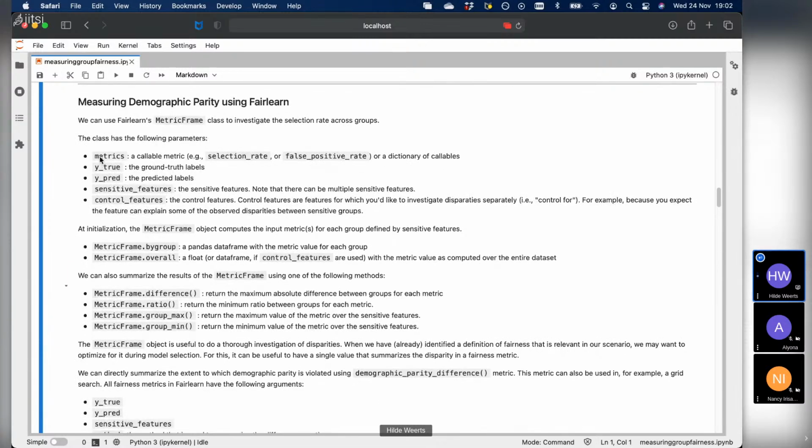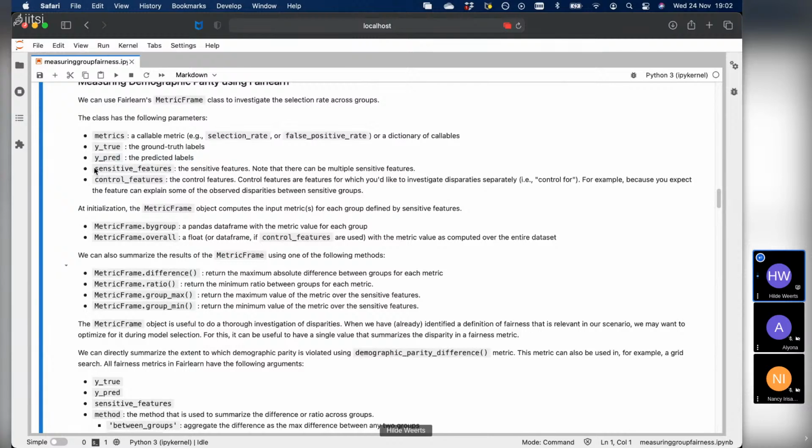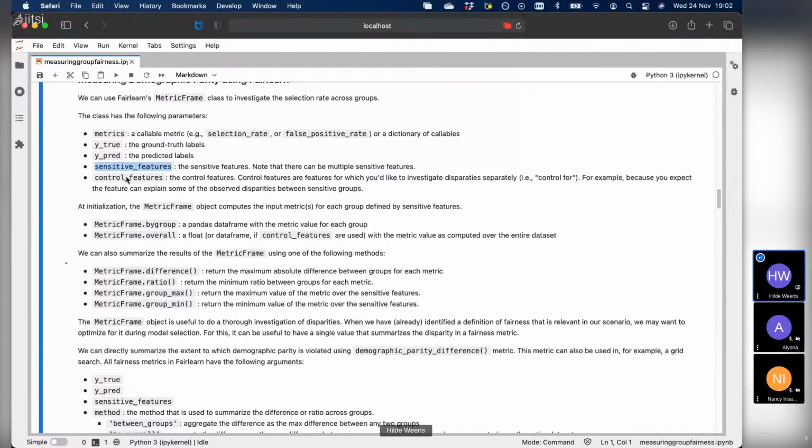We have the following parameters. First of all, we have the metrics. This is some callable metric, and you can use any scikit-learn metric here. We also have some metrics that are defined in Fairlearn. We have y_true, so these are the ground truth labels. y_pred, these are the predicted labels, so the labels predicted by the algorithm. We have sensitive features, so this is a column of your data set that includes the sensitive features. We also support multiple sensitive features.